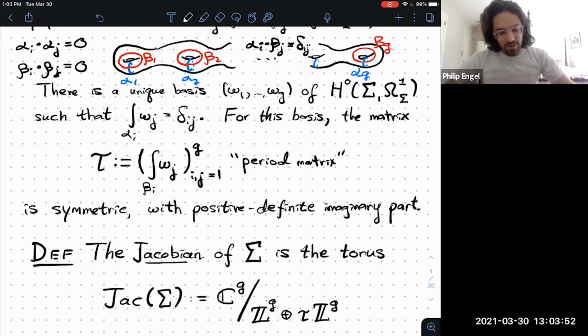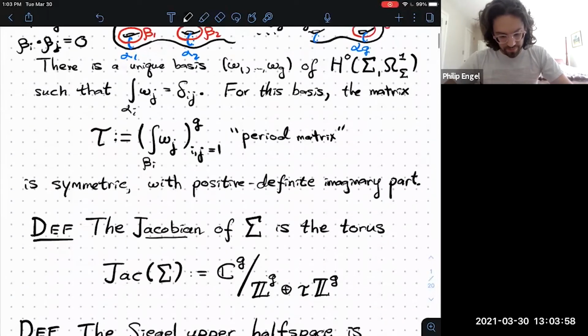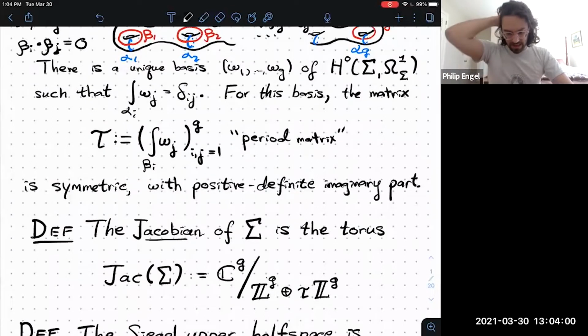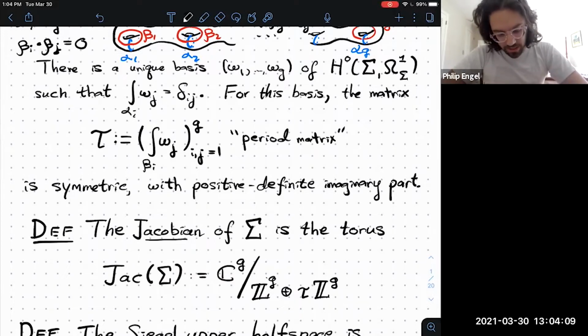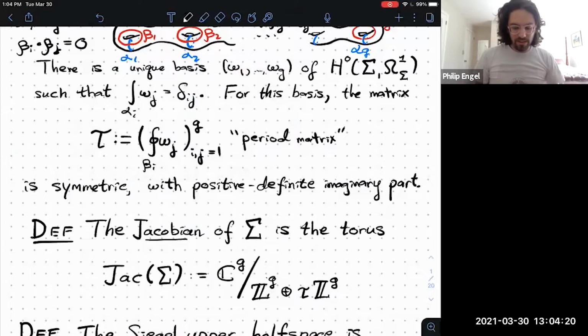And in this basis, we have the so-called period matrix, which was introduced by Riemann. Actually, maybe it precedes him even. And we just integrate this normalized basis of one forms against the cycles beta I. So these are closed contour integrals. And we form a G by G matrix out of them.